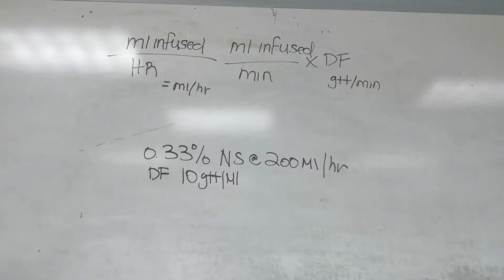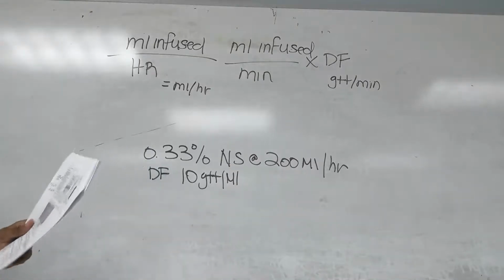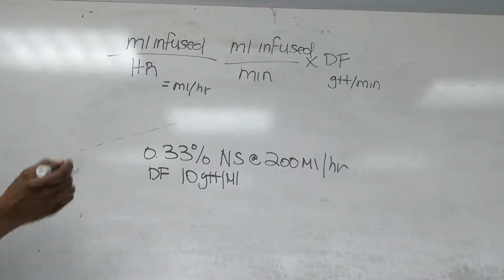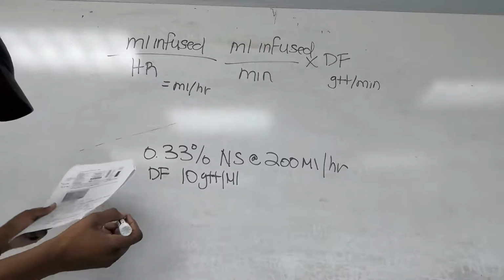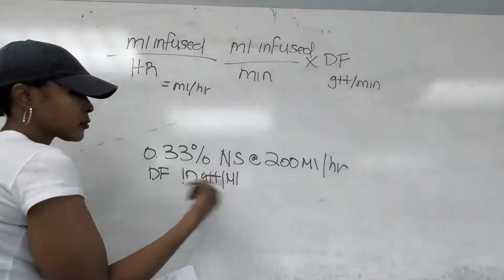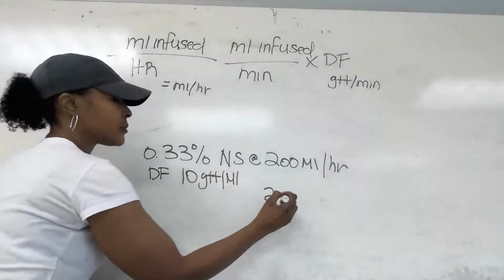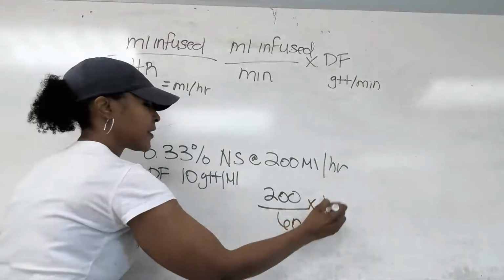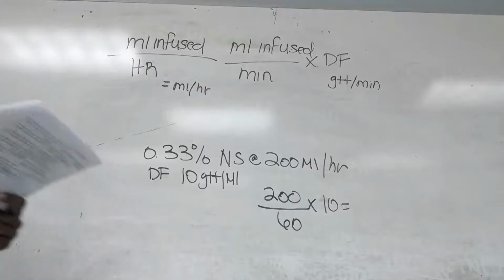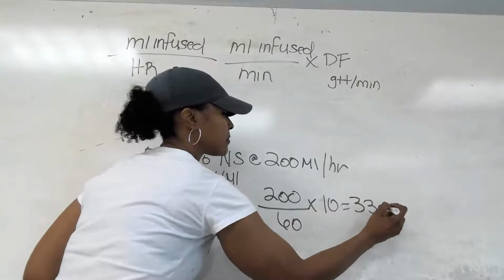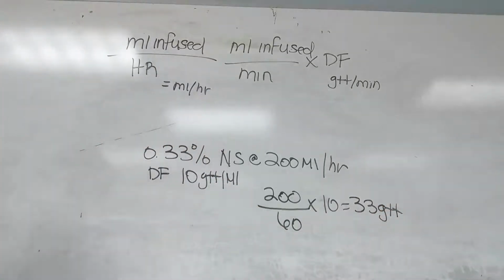Okay. So sometimes it'll be just like this. You had 3 problems like this, and it threw some folks off. So what do we have to do? What's the setup for this one? 200 divided by 60, because there's no time on here, right? Here's the 200 to be administered. There's 60 minutes in an hour times the drop factor, which is 10. And it comes out to 33 drops per minute is the answer to this one. 33 drops for A, right?